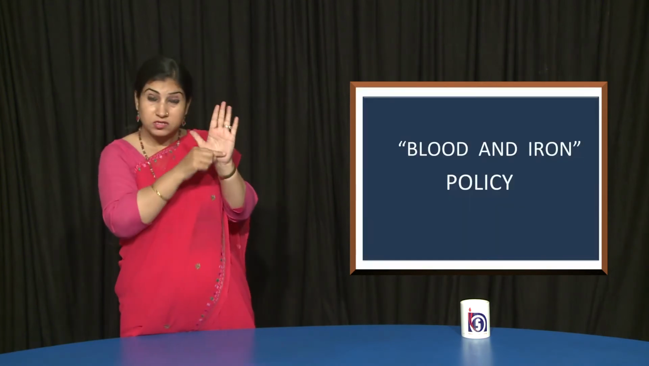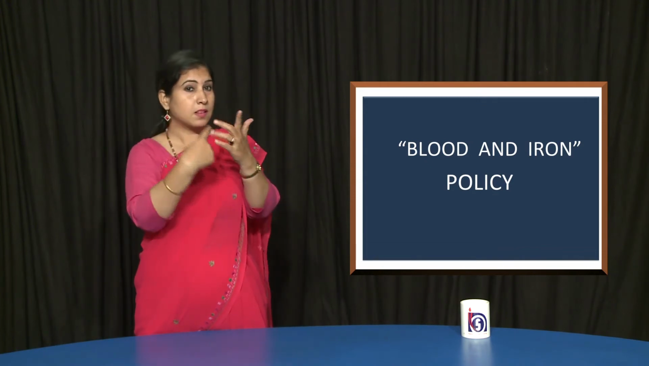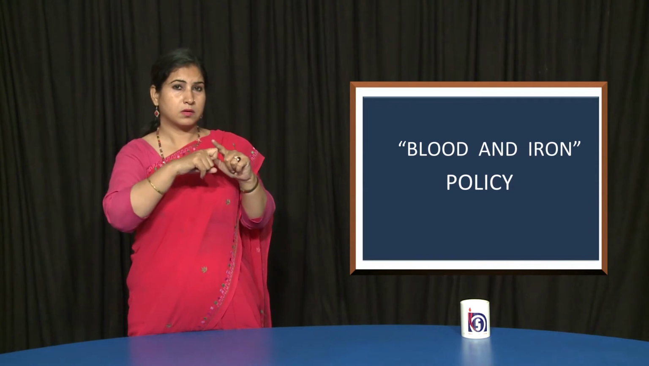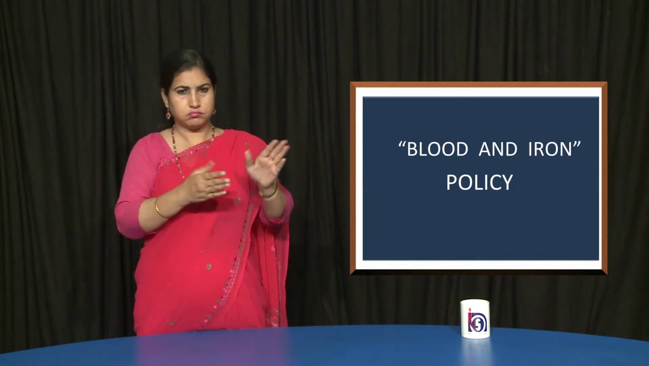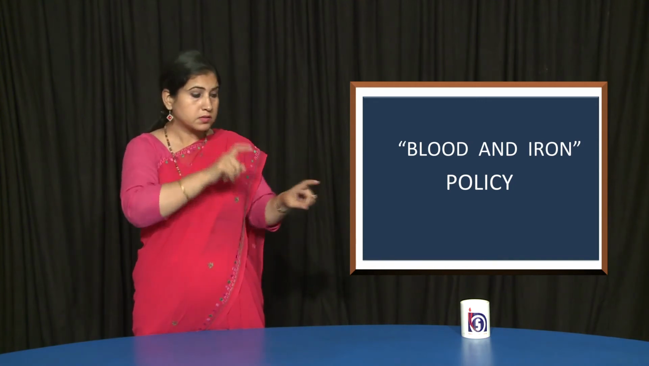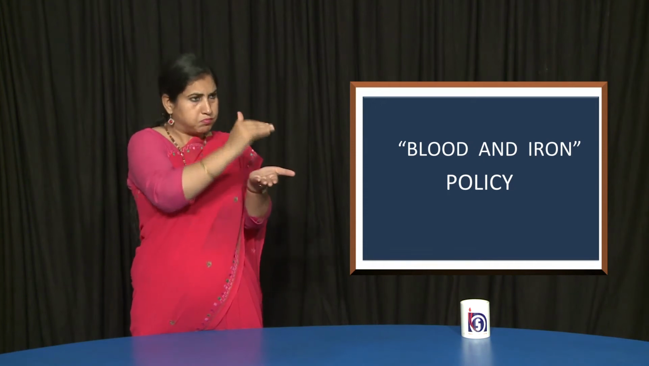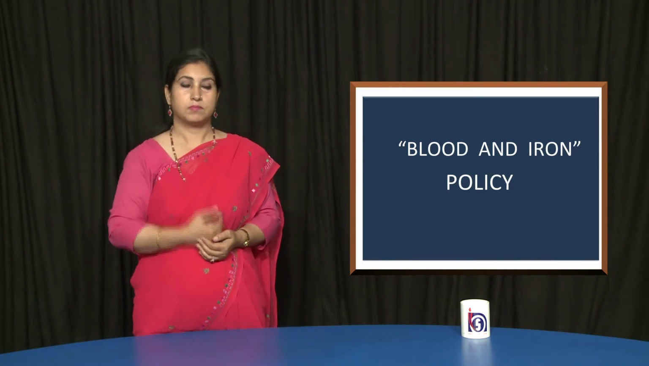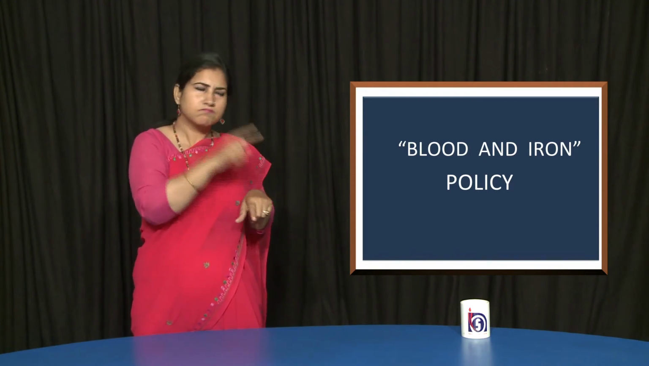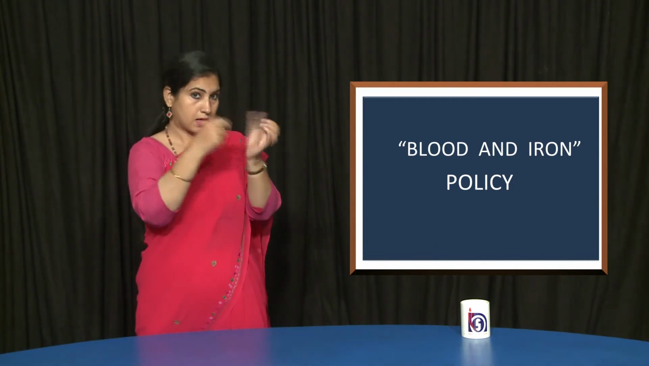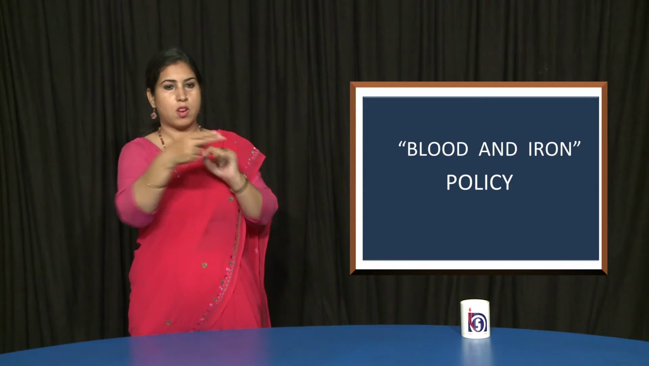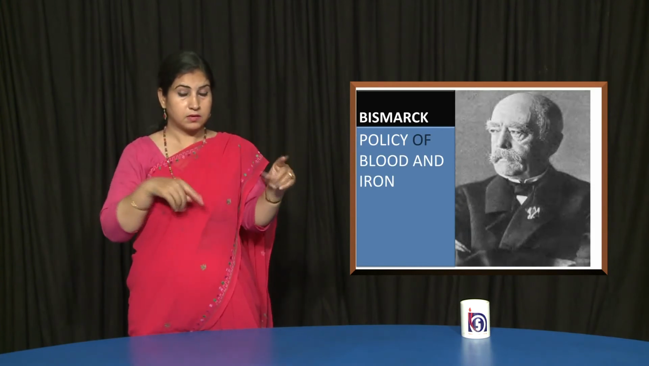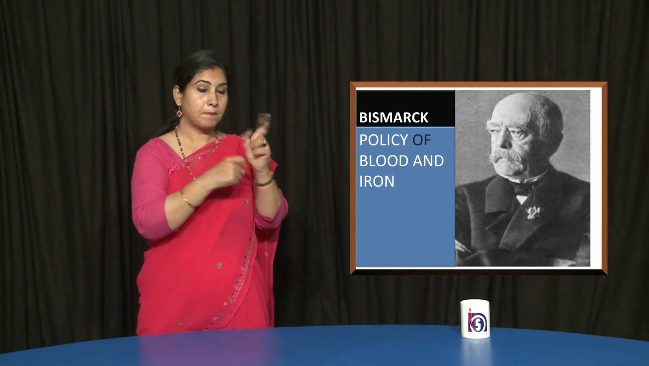Learners, the policy of blood and iron meant that Bismarck used military power whenever needed to unite Germany, and even asked the parliament to increase the budget for military purposes. For this policy, he is even called the Iron Chancellor. As the army became strong, Bismarck used it to unify the German states.